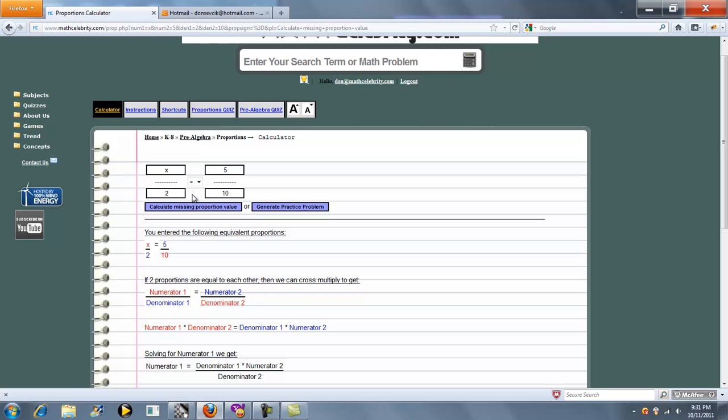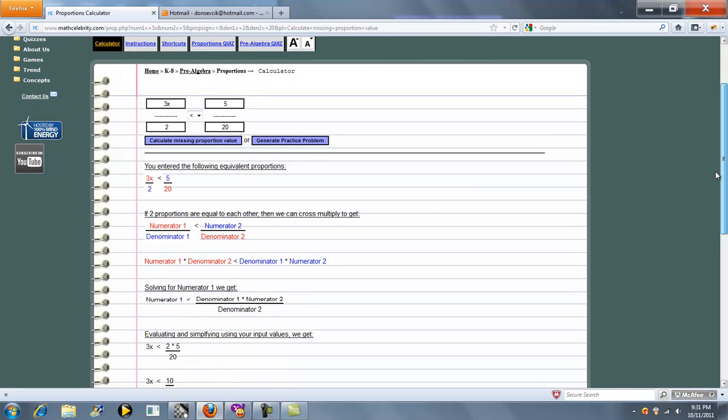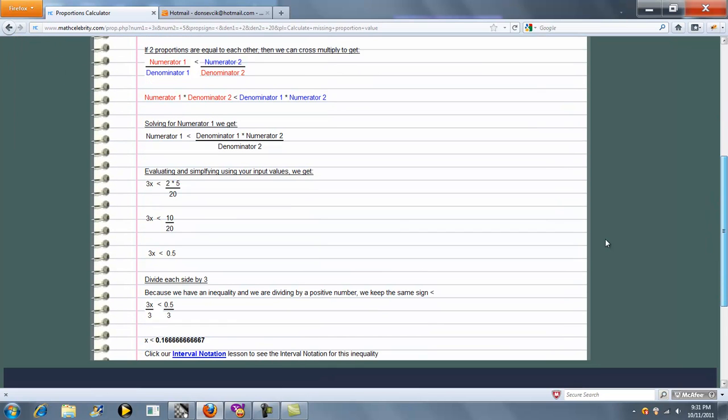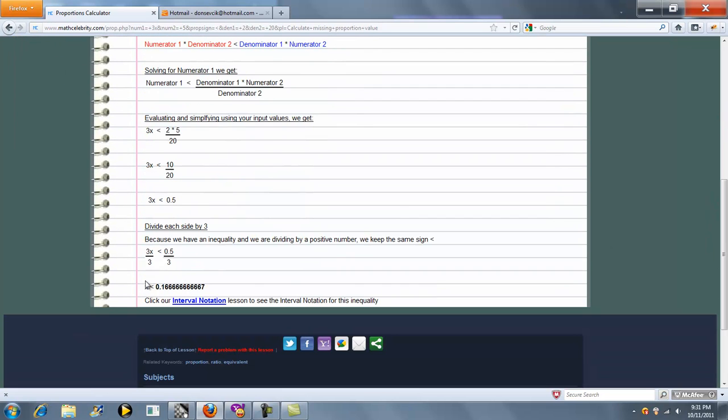So let's try 3x over 2 equals 5 over 20. And let's do less than. Press the button. This time we have the 3x. We divide by 3. And the nice thing is, if you do an inequality, our proportion calculator actually links to our interval notation lesson.